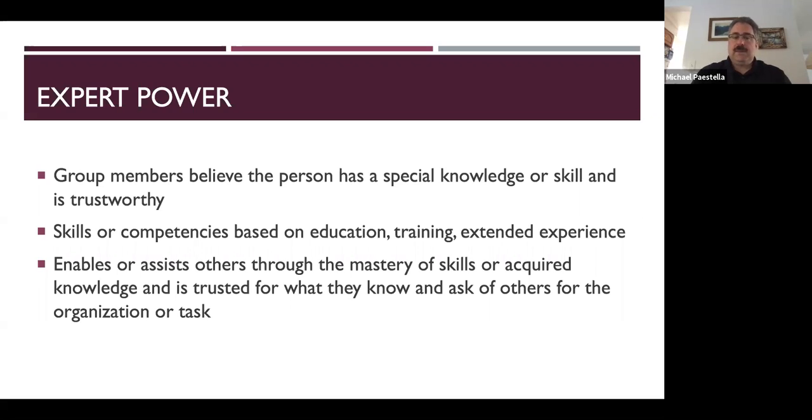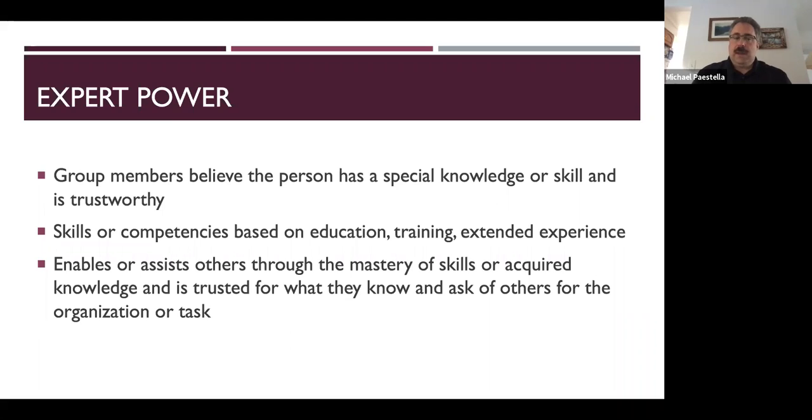Skills and competencies based on education, training, extended experience. So this isn't just a hunch. This isn't just an opinion. This person's either worked at a craft for a very long time. This person has spent years developing a competency in performance or skill or recognition of something. This person has training. Being undergraduate students like yourself, you're receiving training in and out of the classroom. Maybe they have a master's degree or a PhD. So there's experience there.